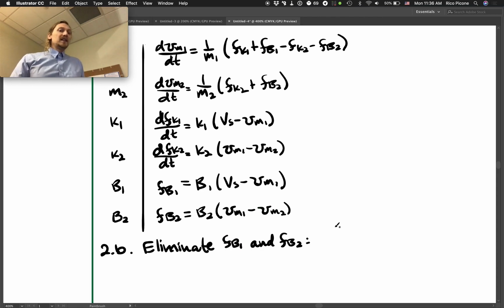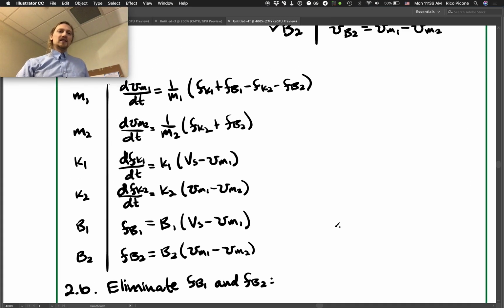It's pretty easy to do that because these lower equations are just solved for FB1 and FB2. And FB1 and FB2 show up in these equations above, actually just in the first two. These equations are already in terms of state variables and inputs only, right? So it's only these two that need to be modified.